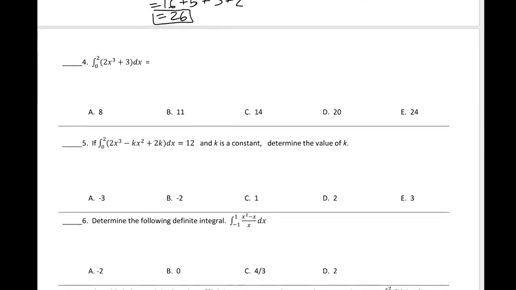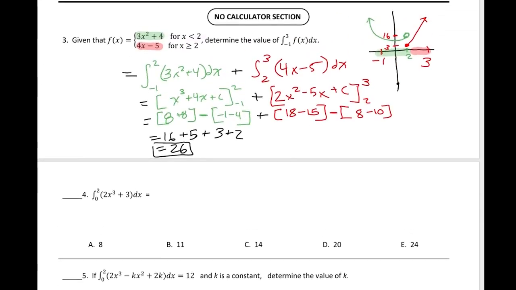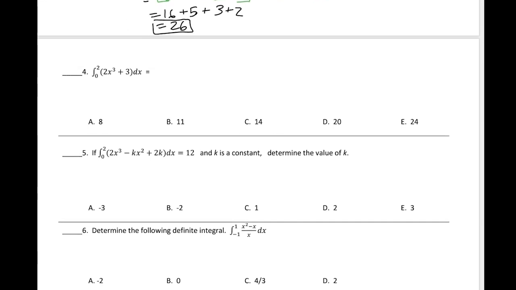All right, number 4. Here we're just doing basically a simpler version of what we did in number 3. We just have a single expression that we need to find the antiderivatives. And then we're going to plug in 2, plug in 0, and use that fundamental theorem to calculate this definite integral. So the antiderivative of 2x cubed plus 3 is going to be 1/2, because 2 divided by 4 reduces to 1/2, times x to the 4th plus 3x. And we're going to go from 0 to 2.